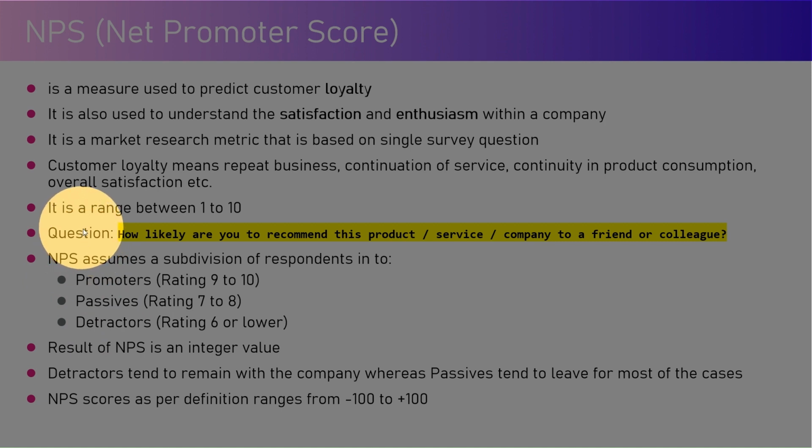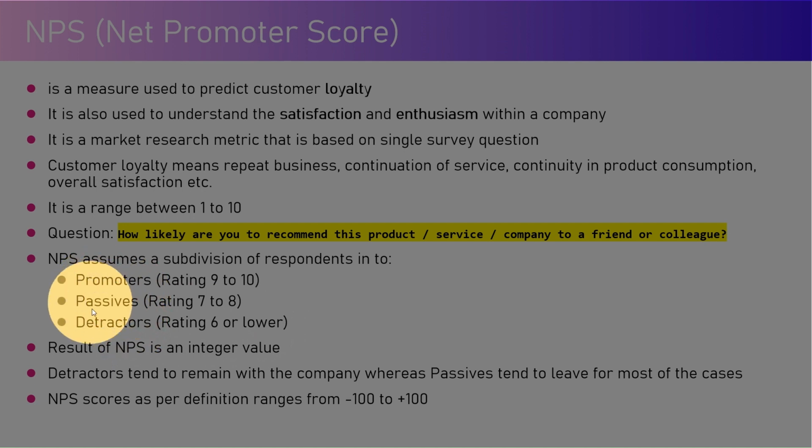So, once you ask a question like how likely are you to recommend this product or service or company to a friend or a colleague, on a range of 1 to 10, if the customer has rated you 9 to 10, then that customer is your promoter. If the customer has rated you between 7 to 8, that customer is passive. And if the customer has rated you 6 or below, then that customer is a detractor.